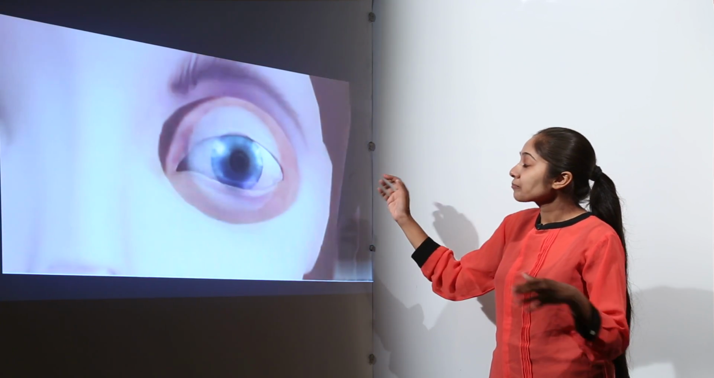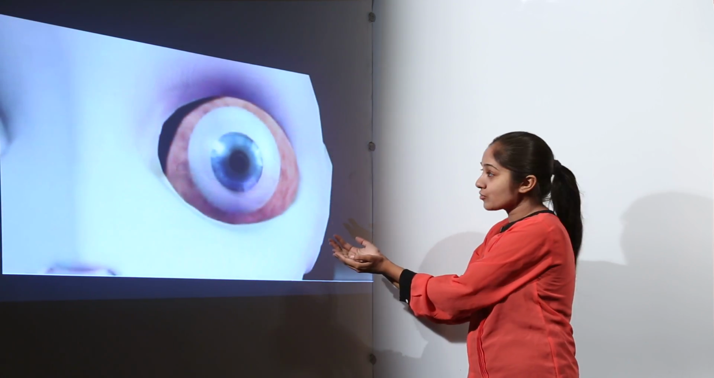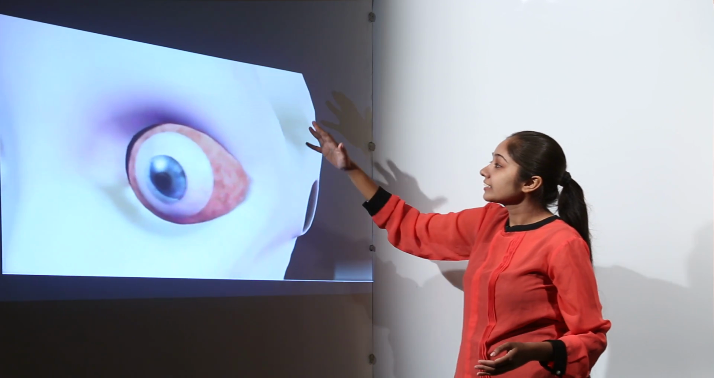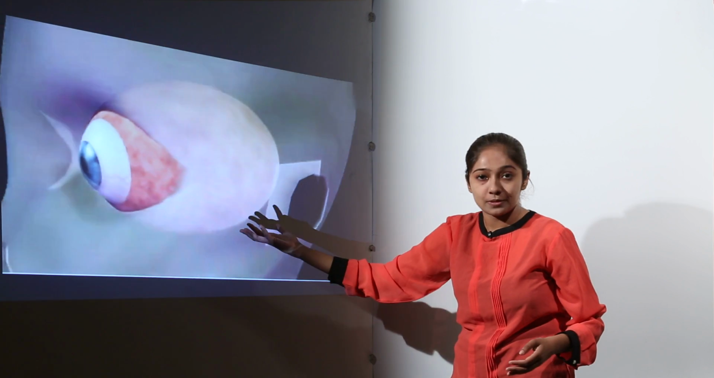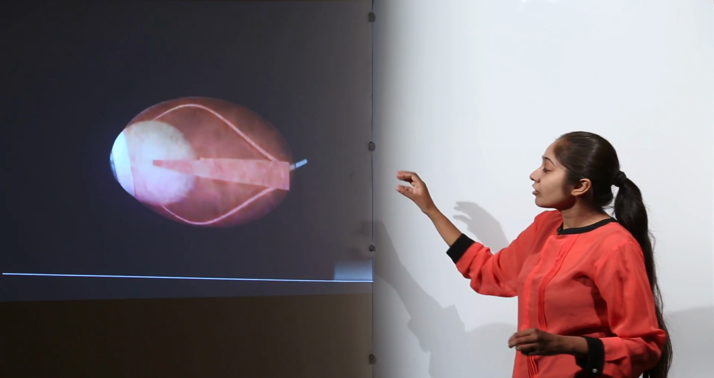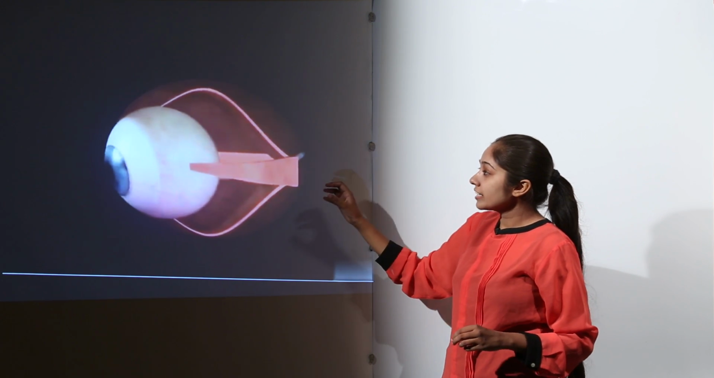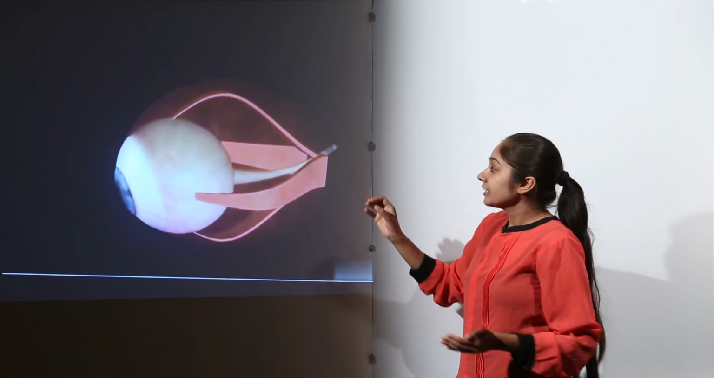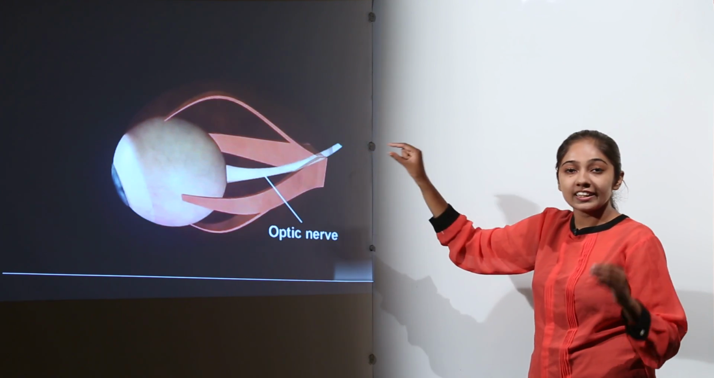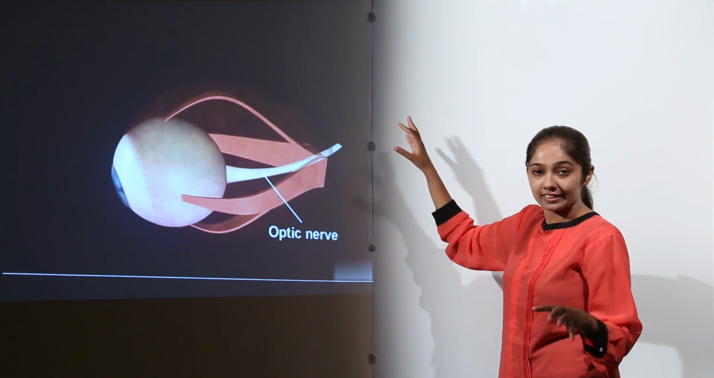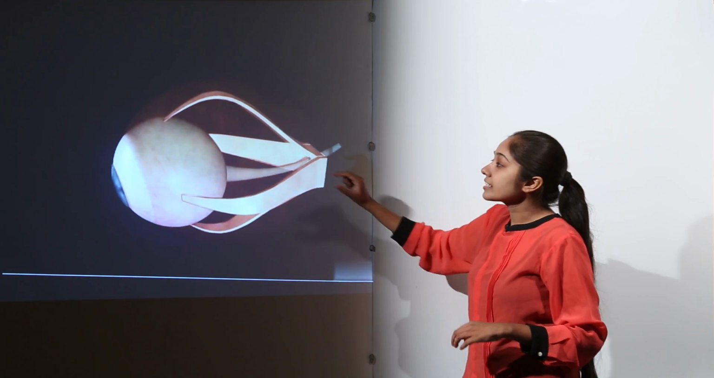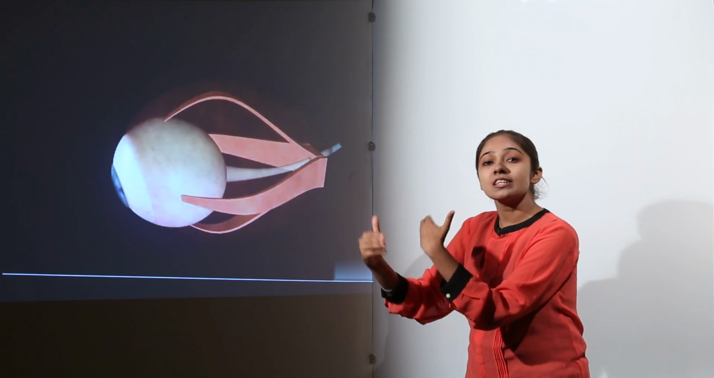Eyes are actually sort of eyeballs, as you can see, and these eyeballs are located in the skull's eye orbit. You can see clearly how this looks from the inner side. This white portion of the eyeball is the optic nerve that connects your eyes to your brain and sends nerve impulses. Then we have muscles. These muscles help in the movement of the eyeball.